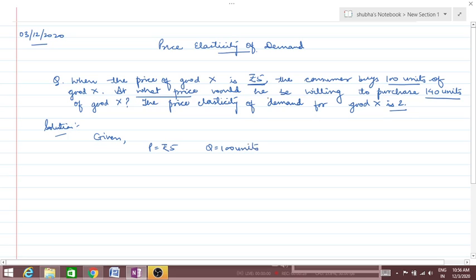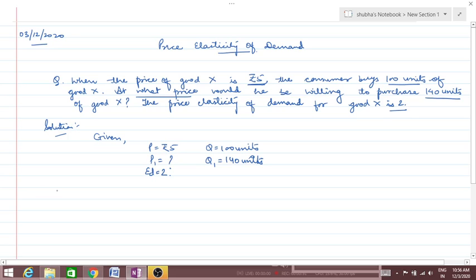At what price would he be willing to purchase 140 units? Now here P1 is not given. They are asking at what price he will buy 140 units. That means Q1 is given but P1 is not given. And what else is given? The price elasticity of demand for good X is 2. So here price elasticity of demand is given, 2. So we can get these things.